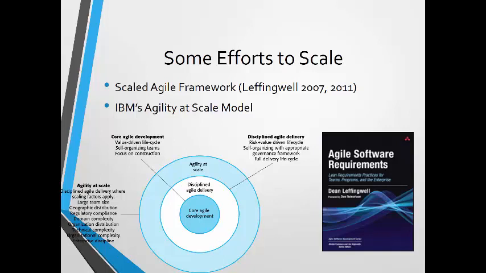IBM's Agility at Scale model, pictured on the left-hand side of the slide, is another attempt at this. They've also developed a framework called Agile Scaling Model, or ASM. ASM treats scaling as a staged process where development teams move from core Agile practices to what's called disciplined Agile delivery, where teams take requirements and architectural design into account. The final stage involves incorporating distributed development, complex legacy environments, and regulatory compliance.